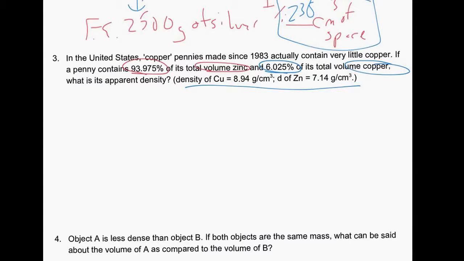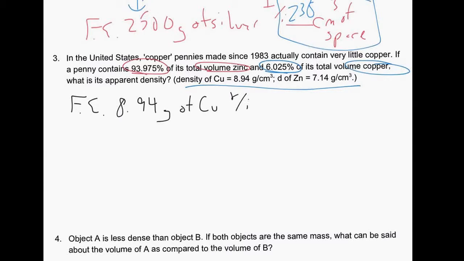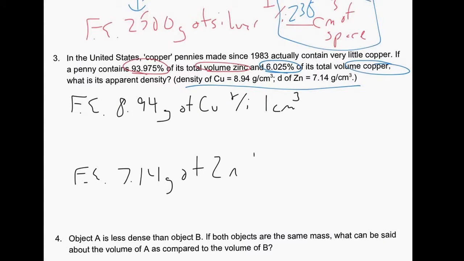All right? So we could say for every 8.94 grams of copper, there is 1 centimeter cubed. And then for every 7.14 grams of zinc, there is 1 centimeter cubed.